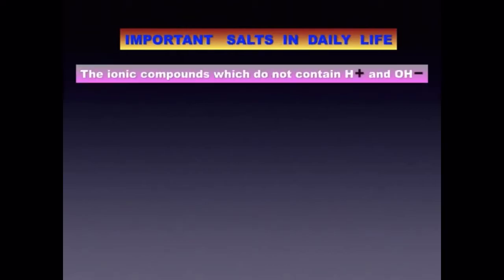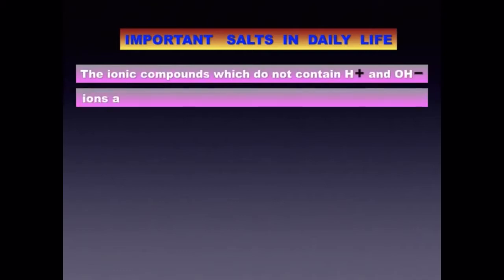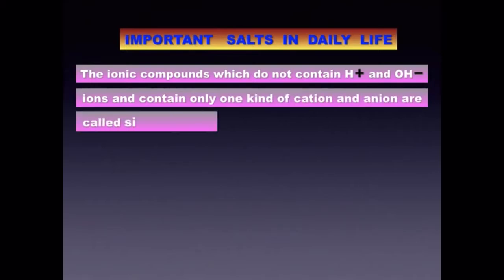In this chapter, we are going to see about important salts in daily life. What are salts? The ionic compounds which do not contain H ions and OH ions and contain only one kind of cation and anion are called simple salts. For example, disodium sulfate, potassium phosphate, calcium chloride.